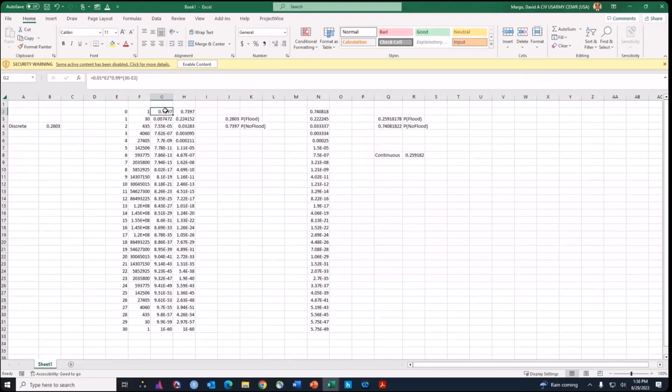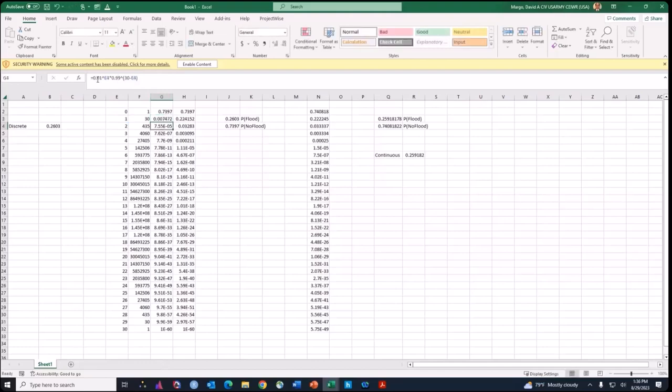So what's the probability of getting, let's say, one flood event? It means you had one flood event and 29 years where you didn't have a flood event. So it'd be 0.01 to the first power times 0.99, the probability of not getting a flood, to the 29th power. I have it worked out here in a formula, so it does it automatically through all these values.